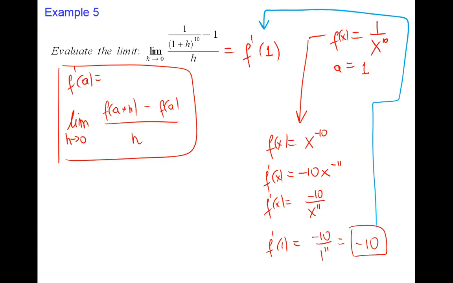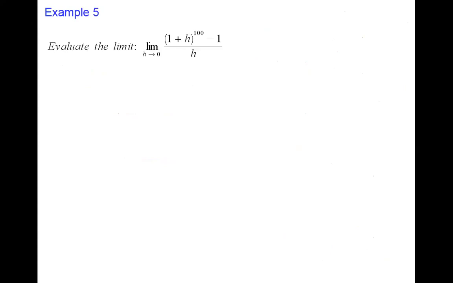Of course, my instructions are a little bit limited. Maybe I should type, please use the definition of the derivative, but I just wanted you to figure it out. Okay, I do have one more like that. What do you think?